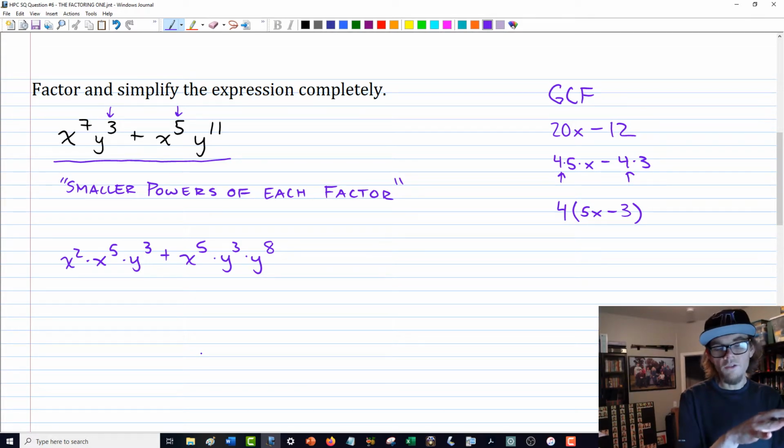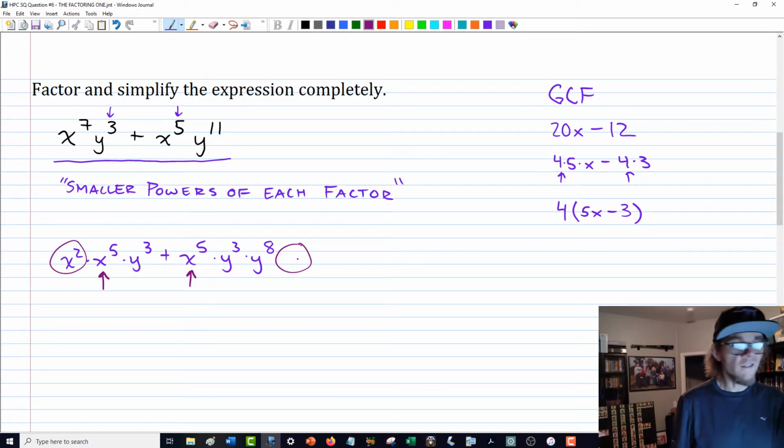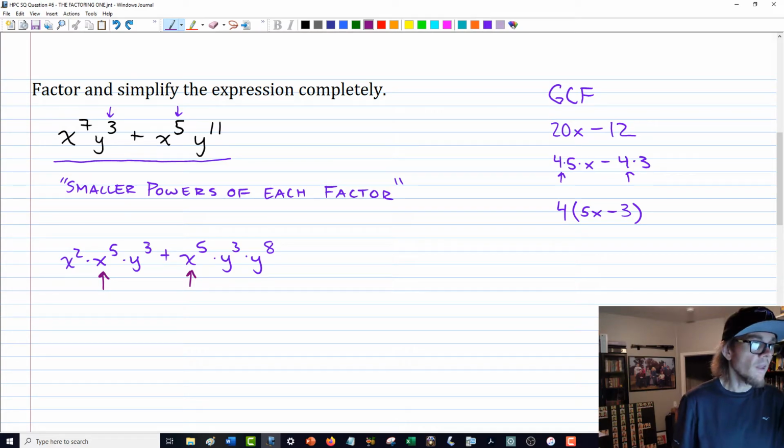Now, if you want to check, you can check me and make sure that everything adds up. I'm pretty confident it does. But what I'm doing here is trying to recreate this situation. Can we now see everything that each term has in common? The answer should be yes. I see an x to the 5th in both terms, and there's an x squared over here, but there's no more x's on the right side. So that means x to the 5th is the largest factor we can pull out of each one. So x to the 5th will be part of our GCF.